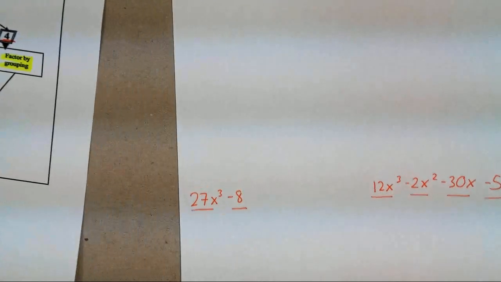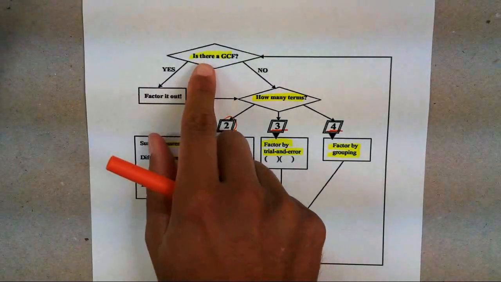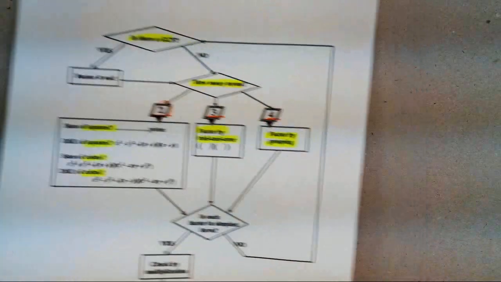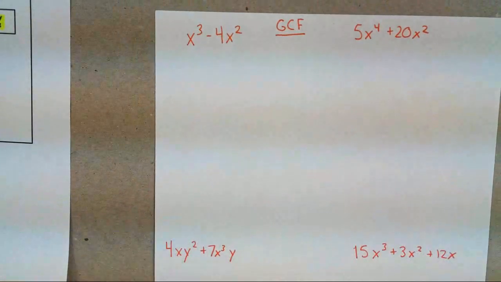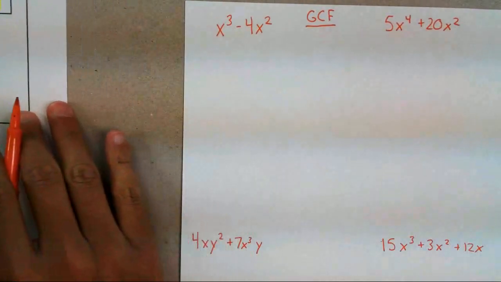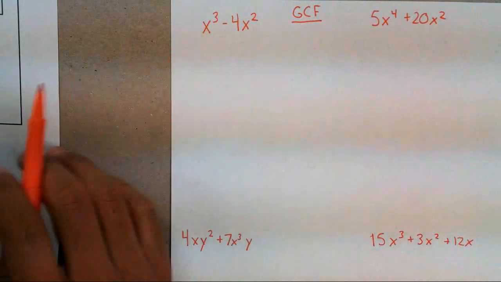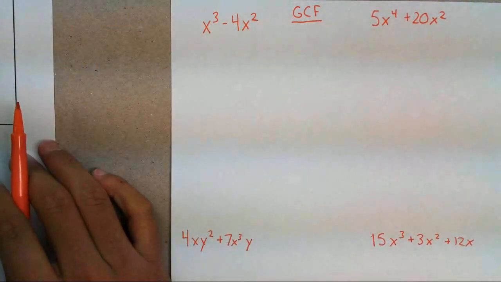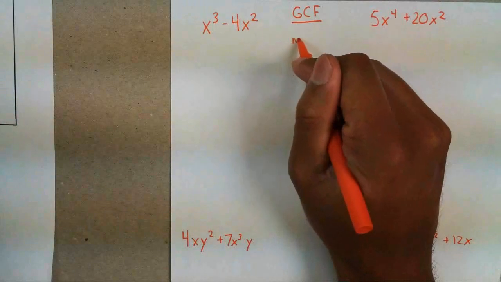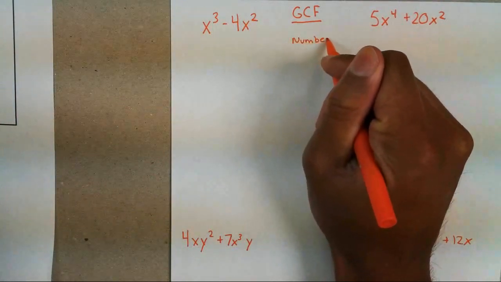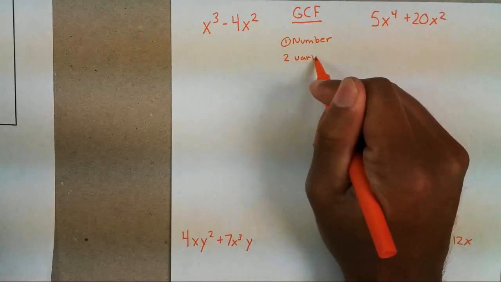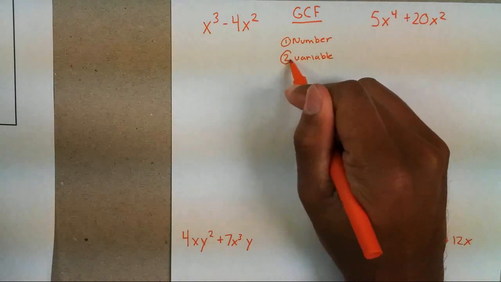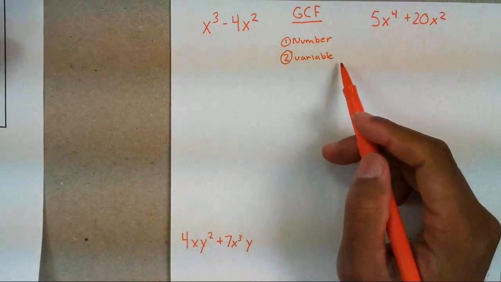So the next thing we're going to work on is we're actually going to factor out GCF, because at the end of the day, GCF is the first step. You have to be able to factor out a GCF if there is one. Now sometimes there's not always going to be a GCF, and that's fine. So what we're going to do is look at this example, the first one, x cubed minus 4x squared. The steps in factoring out GCF is you want to take out a number that they have in common. So that's always the first thing you want to do, take out the number. Then the second step is take out a variable. So take out a number if they have it in common, or take out a variable.